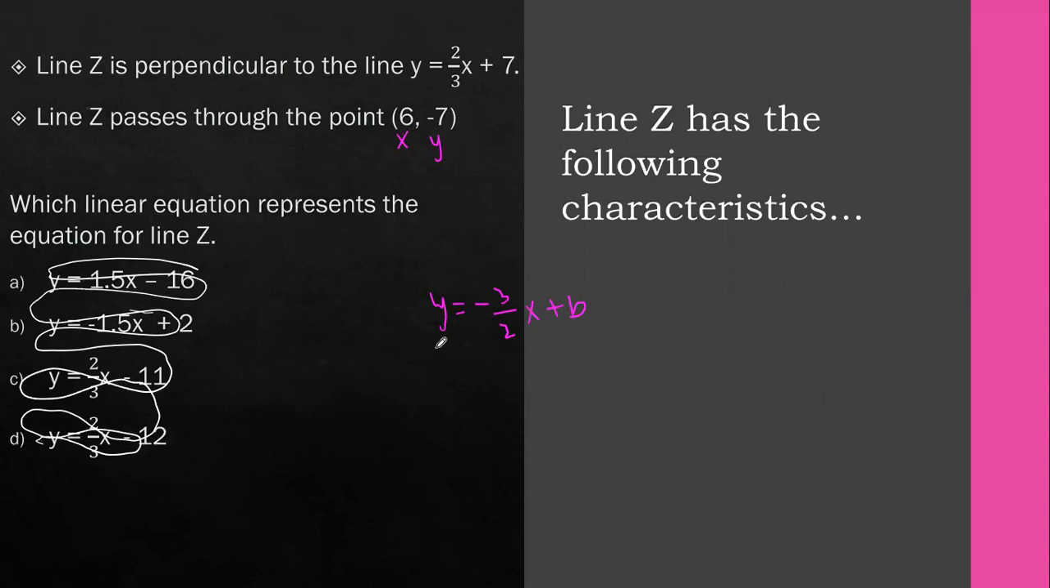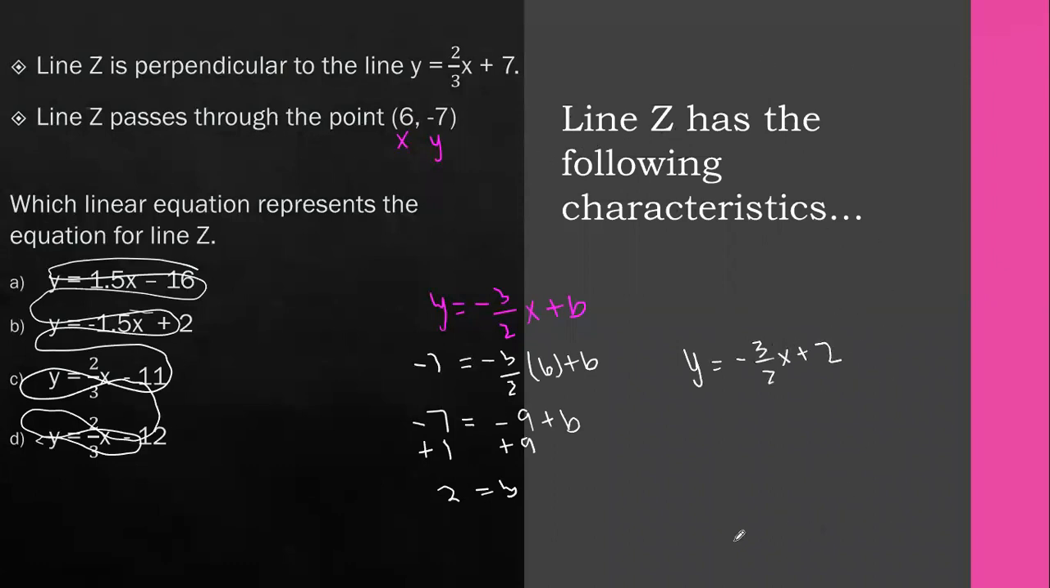Leslie? So I'm gonna substitute this X and that Y in. Awesome. So -7 equals -3/2 times 6 plus B. -7 equals -3/2 times 6, which is -9 plus B. How do I get rid of this -9? Add it. So that gives me 2 equals B. Awesome. So my equation would be y equals -3/2x plus 2. Perfect. Yep. So you can also write in decimal form. Absolutely. Okay. That's literally all.